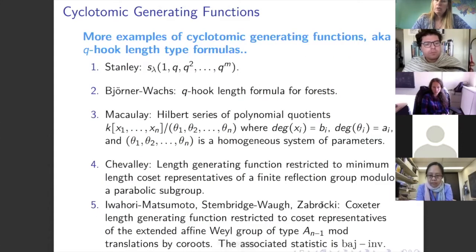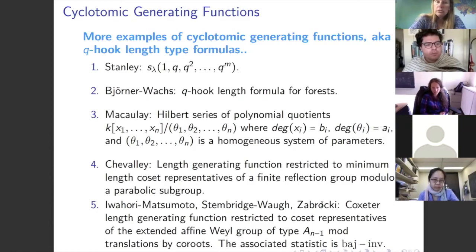Okay, so what are examples of cyclotomic generating functions? They include, in addition to the q-hook length formula, Richard Stanley's very nice q-analog, I should say principal specialization, of the Schur function s lambda. That's when you plug in for the variables 1, q, q squared, and so on. And I want to talk about that one a little more. Björner and Wachs have a beautiful analog of the hook length formula for forests.